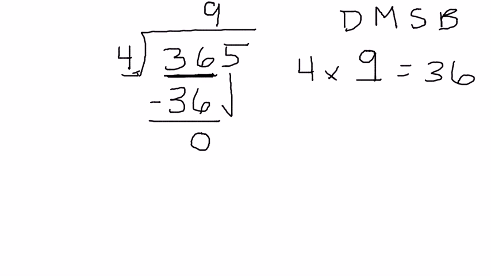Bring down the 5. How many times can 4 go into 5? Just once. 1 times 4 is 4. Subtract it. We get a 1. There's nothing left to bring down. So my answer is 91, remainder 1.